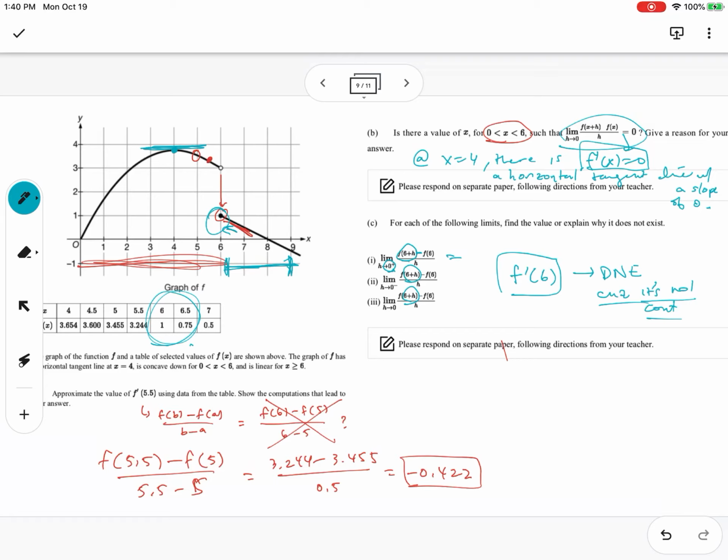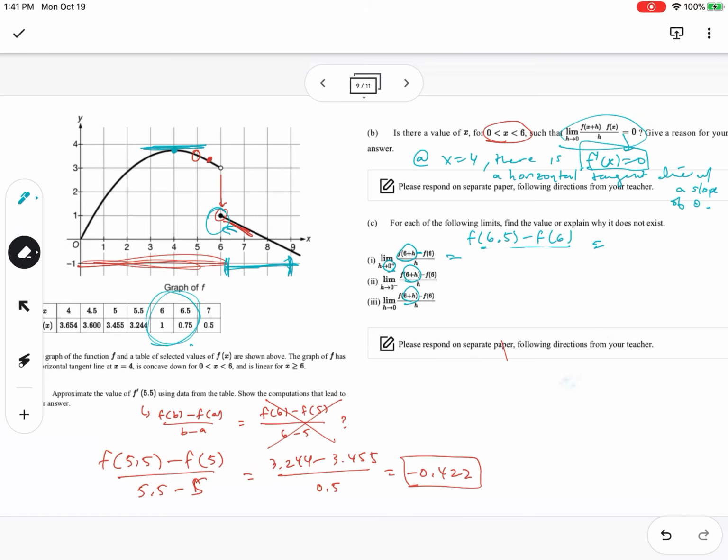let's see here. So my best approximation would be to use that. And so I would use f of 6.5 minus f of 6, all over 0.5, which leads me to an answer of, it looks like, negative 1/2. Oops, I'm sorry, I totally made a typo here. So 0.75 minus 1, all over 0.5. So negative 0.25 over 0.5, which is equal to negative 1/2.